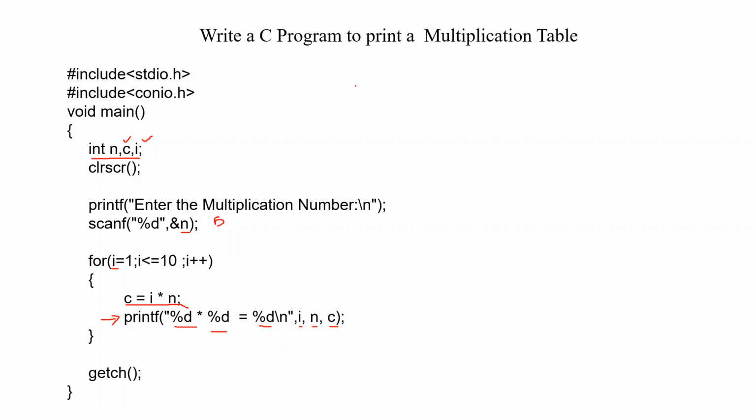Exactly what will be printed. So percentage d star percentage d equal to percentage d. Values passed are i, n, and c. In the same order it will be substituted, right? So what will be printed? Janani, correct. Mehboob, I am asking for the same order, whatever is in the printf. Mehboob, correct.